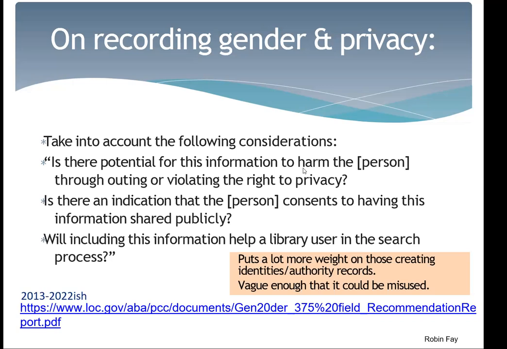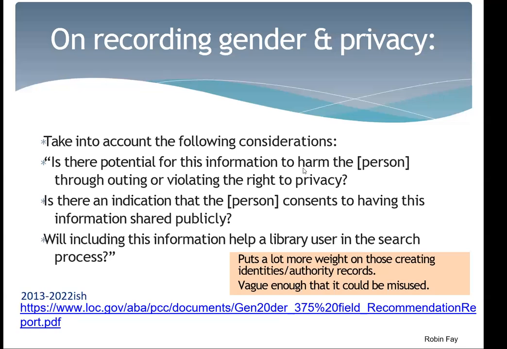Unfortunately, this is just vague enough that you could misuse it. Maybe that last question is the one you really focus on, and you say, well, they have a Wikipedia page, so I'm not outing them, and including this information really helps the library user. But maybe their Wikipedia page doesn't include gender or any mention of their gender or any mention of a transition or any mention of a name change. And yet you've sort of done it by weighing the fact that there's something public out there about them. So I think it's just vague enough.